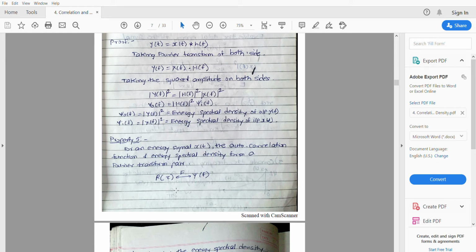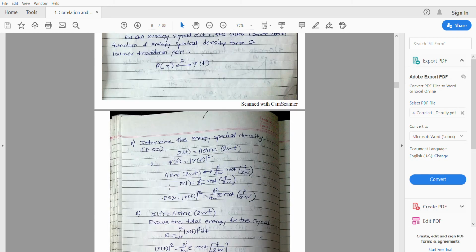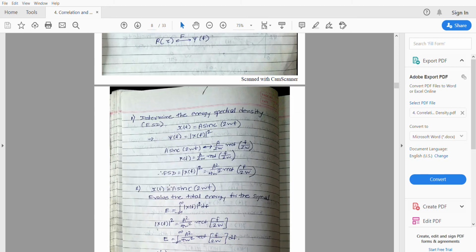Just see what this property conveys to us. The autocorrelation function is in the time domain. If we take the Fourier transform of the autocorrelation function, we will get the energy spectral density in the frequency domain, and if you take the inverse Fourier transform of the energy spectral density, you will get the autocorrelation. So this is a very important property. Based on this energy spectral density, we will see some numerics which are very easy.